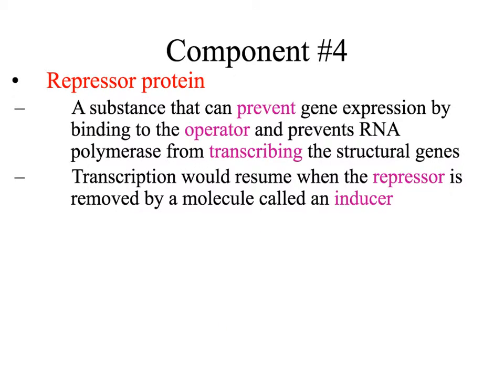The last component is called the repressor protein. This is a substance that can prevent gene expression because it can bind to the operator, and that will prevent RNA polymerase from transcribing the structural gene. Transcription would resume when the repressor is removed by a molecule called an inducer.